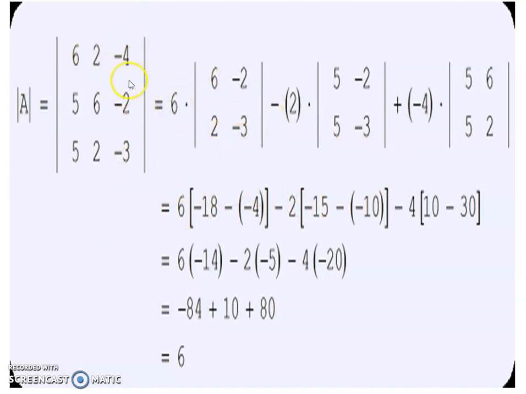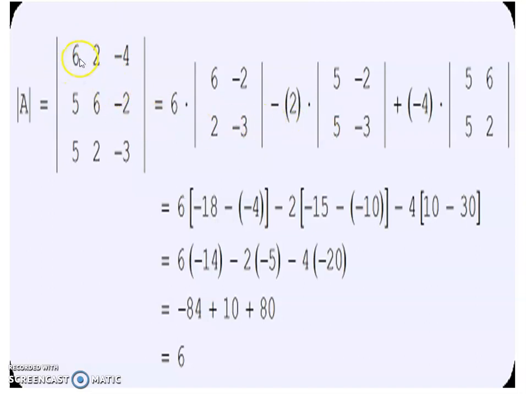In the last column, second column and first column, we must focus. First row, the first element is 6. We should write 6 here. So we skip the first row and first column. What is remaining? 6, minus 2, 2, minus 3. We should write that here. Next one is what? Minus 2. Why? Because the middle term always has the negative symbol. That's why we write minus 2 here.